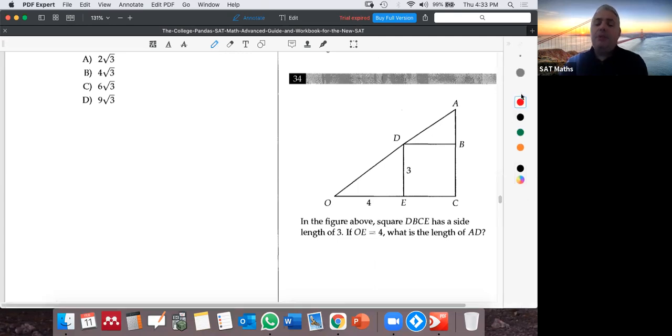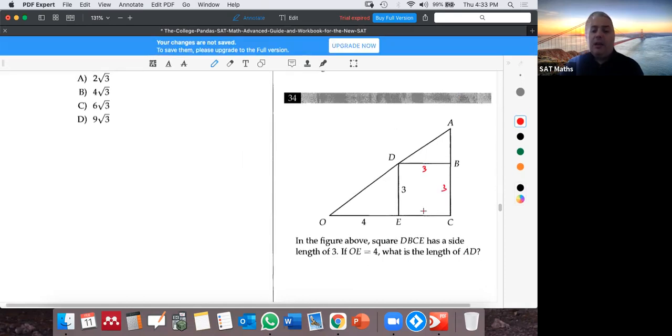Now, in question number 34, it says that in the figure about the square ABCD, so this is not a square. Square means all the sides are equal and all the interior angles are 90 degrees. So we know this. And then this is also 90 degrees. So if this is 90 degrees, this is automatically 90 degrees. 3, 4, this is a special triangle. I just read this information, and I have put all this information.